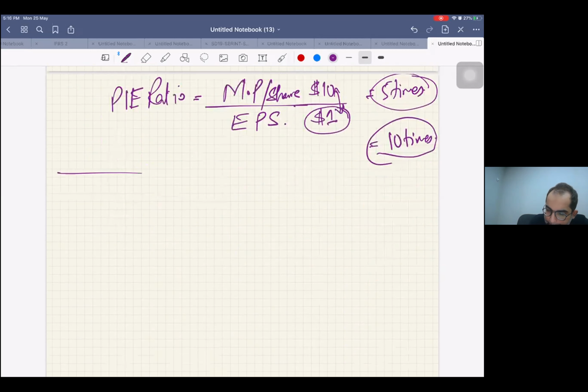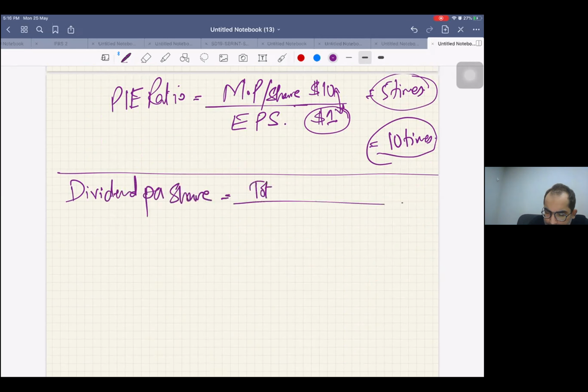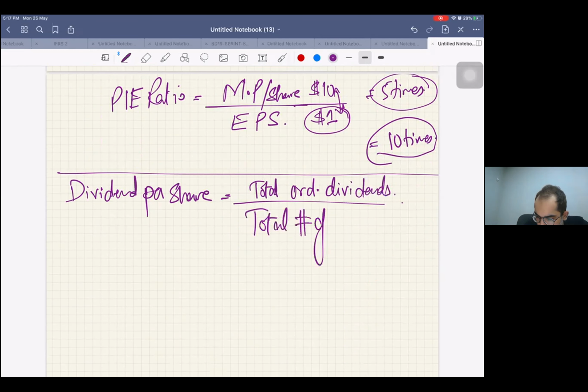Now there is one more ratio which is just the formula, that is dividend per share. Dividend per share, the simple formula is total ordinary dividends, okay, total ordinary dividends divided by total number of shares issued. Total number of shares issued, this is dividend per share.